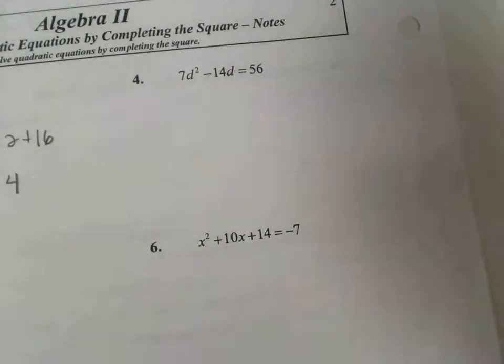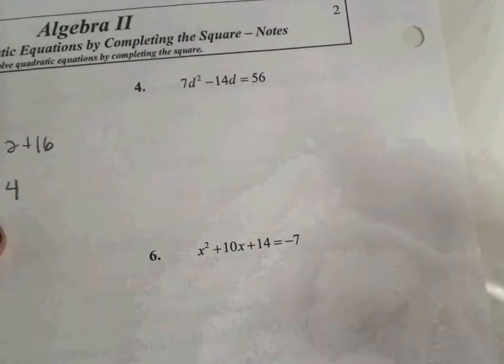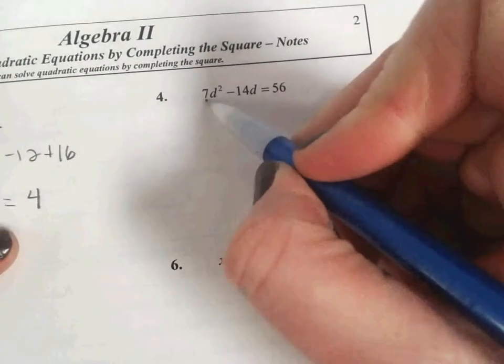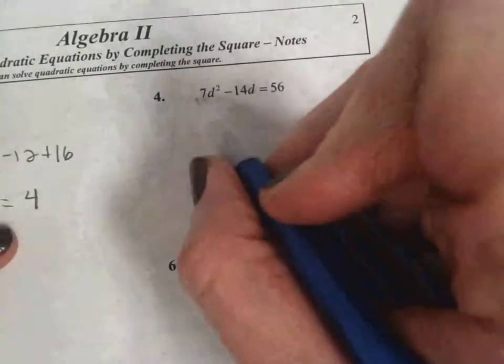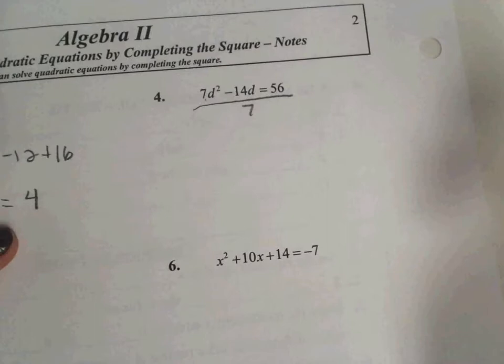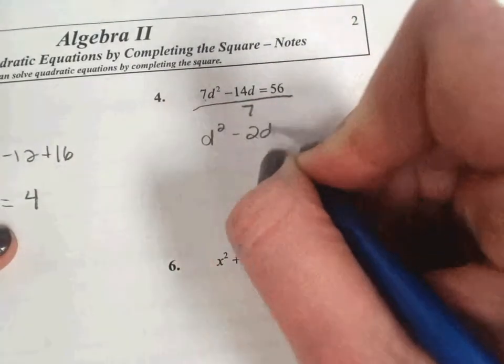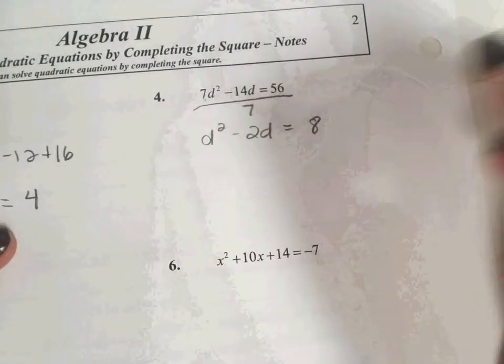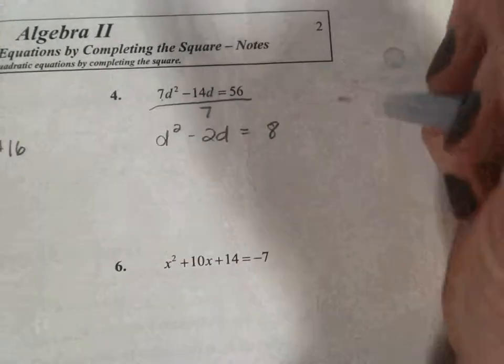For number 4, we have our C values already isolated, but we do need to create an A value that is 1. So we're going to have to divide everything by 7 in this problem, and that will give us d squared minus 2d equals 8. Unfortunately, not everything is divisible by 7 in that trinomial.